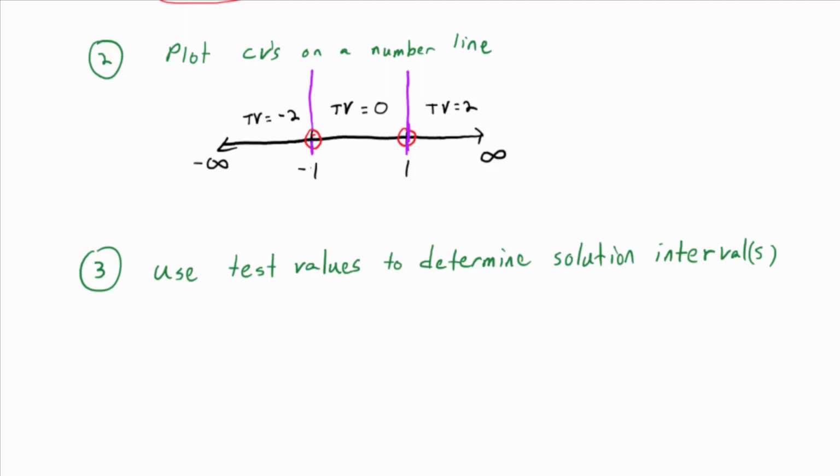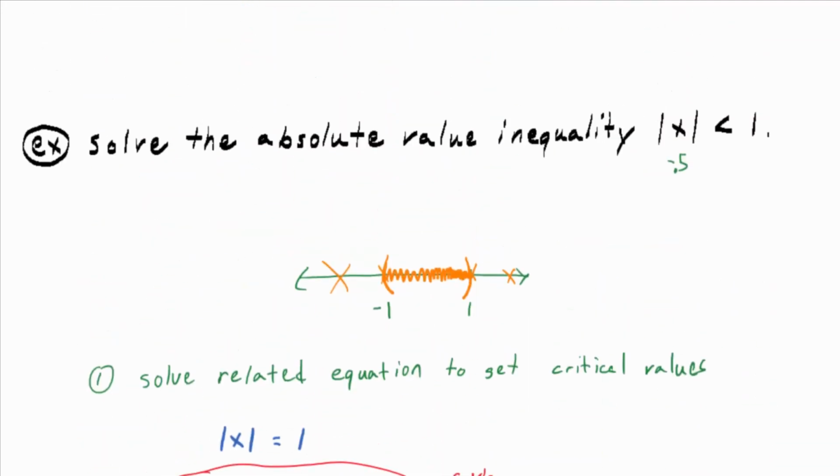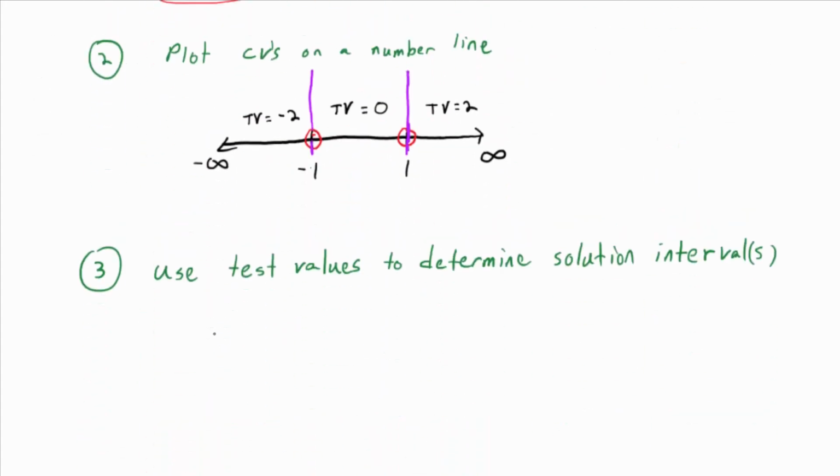So what we're going to do with those test values, remember the original inequality is the absolute value of x is less than 1. So we're going to plug those test values into the inequality, see which one or ones give us a true statement, and then shade in the interval from whence it came.